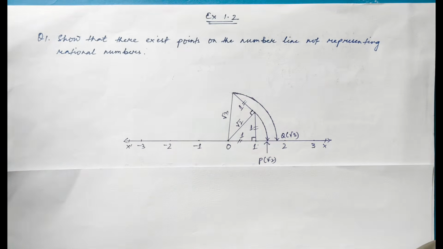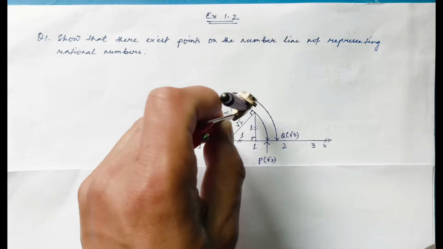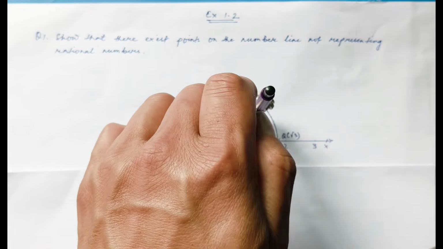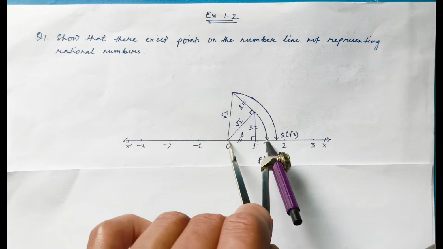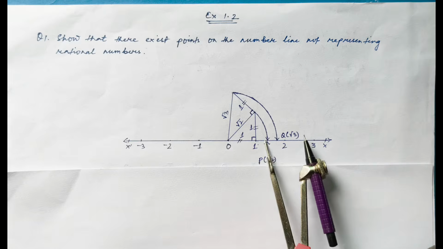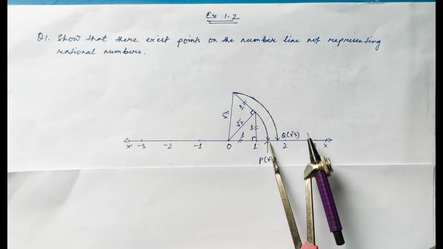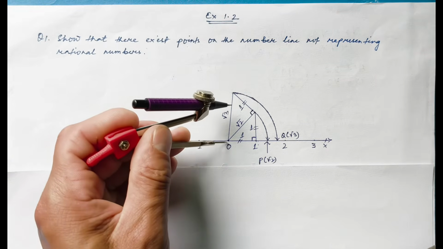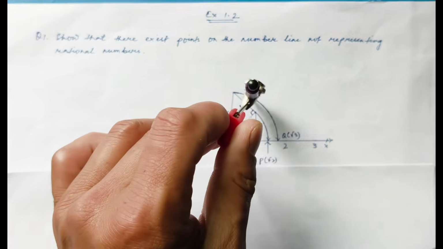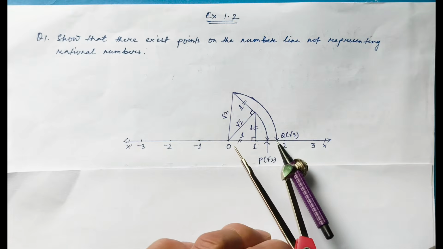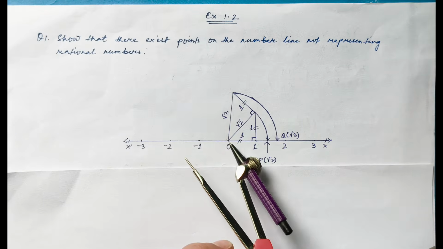Now let us see, with center O and radius root 2, let us draw an arc. This arc will intersect the line segment at a point P. This P represents root 2 because this length and this distance will be equal. And again, with center O and radius root 3, let us draw an arc. That also intersects at a point Q. This point Q represents root 3 because this distance and this distance will be equal.